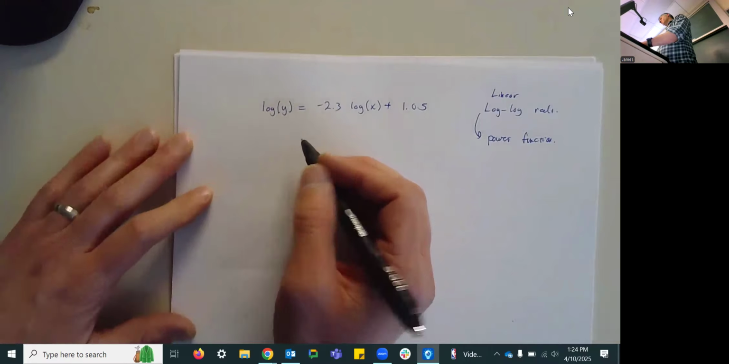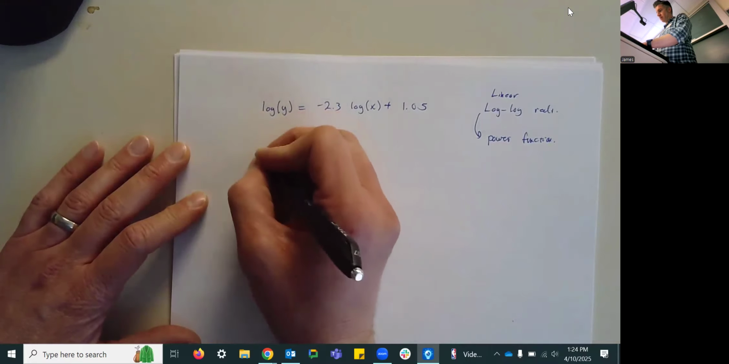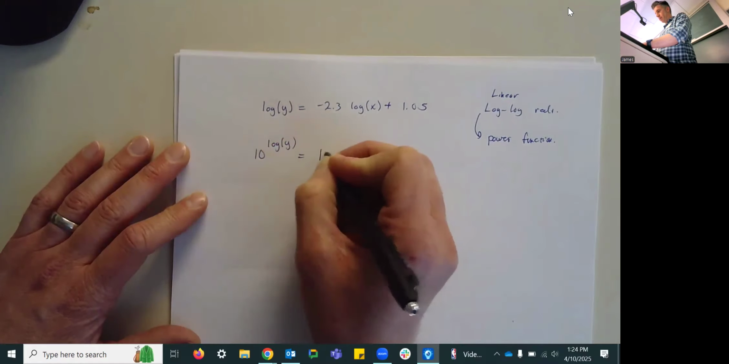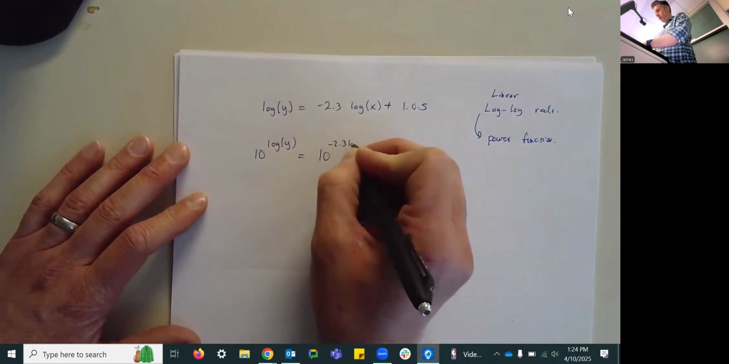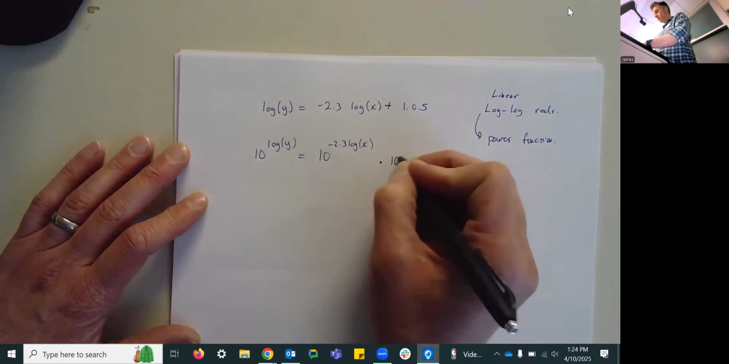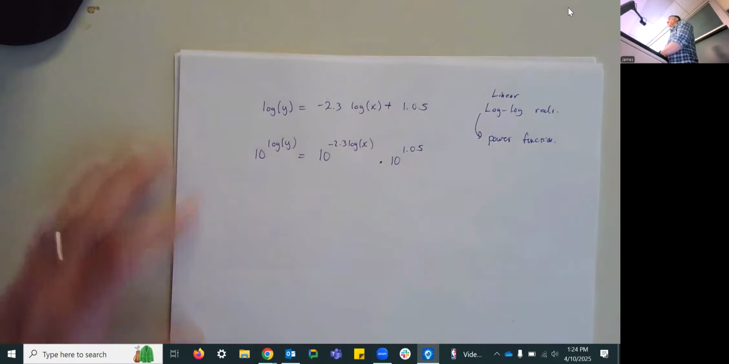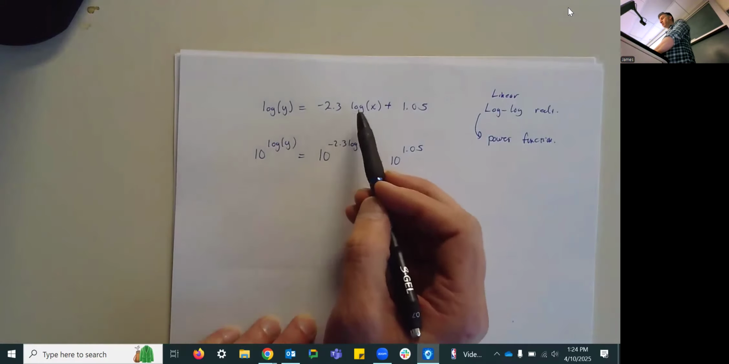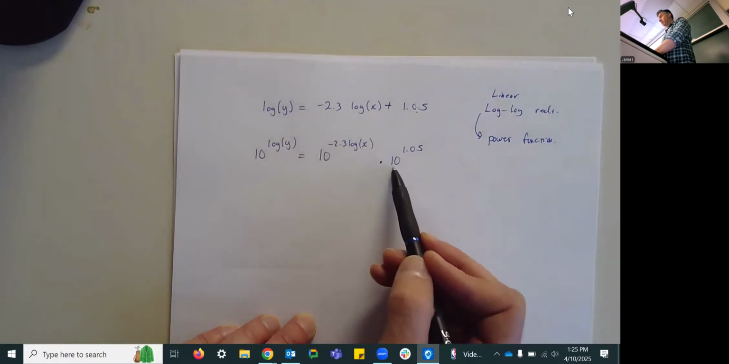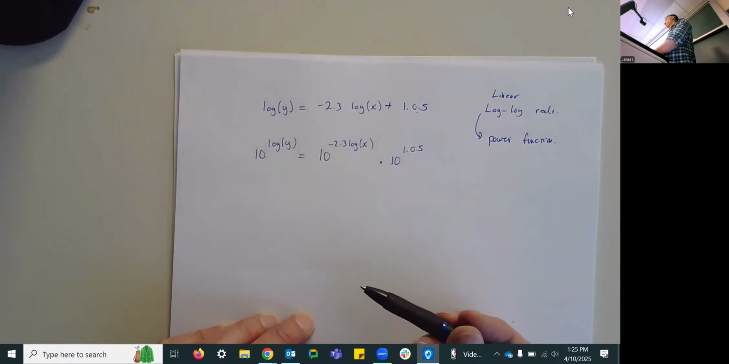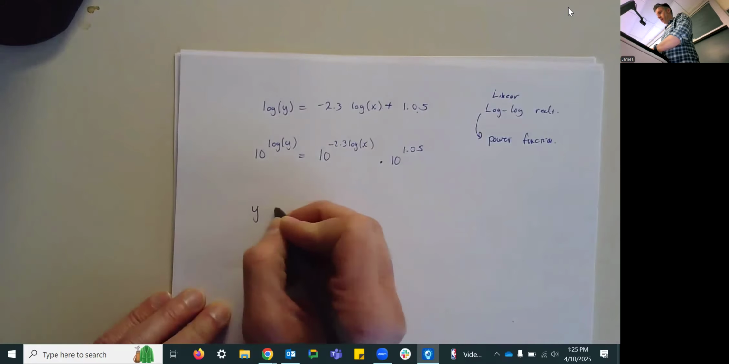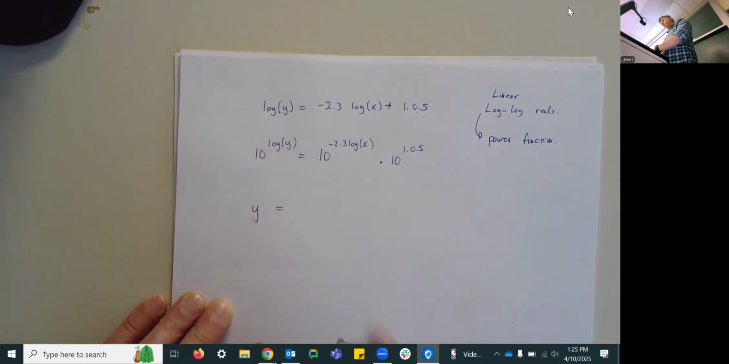Interesting. I didn't think about that. That's cool. So by rewriting this as 10 to the log of y equal to 10 to the negative 2.3 log of x, I'm going to skip a step here and write 10 to the 1.05. Right? I know that I have 10 to something plus something. It's the same as 10 to the first thing times 10 to the second thing. It's totally okay to skip that step. On the left-hand side, we get y. On the right-hand side, I'm going to do one thing.